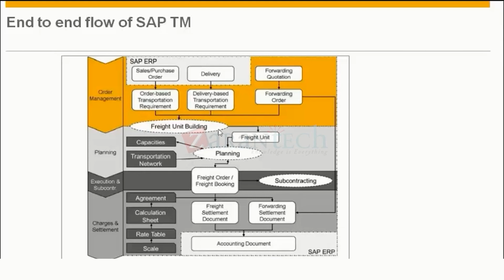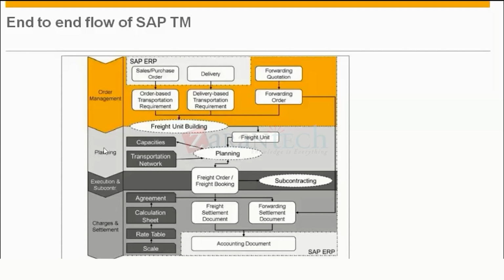Now that my freight unit is there, my transportation planner comes into the picture as part of the planning process. What he has to do is plan the freight unit. So what is the objective of planning? The objective of planning is ultimately to create a shipment document. Correct?